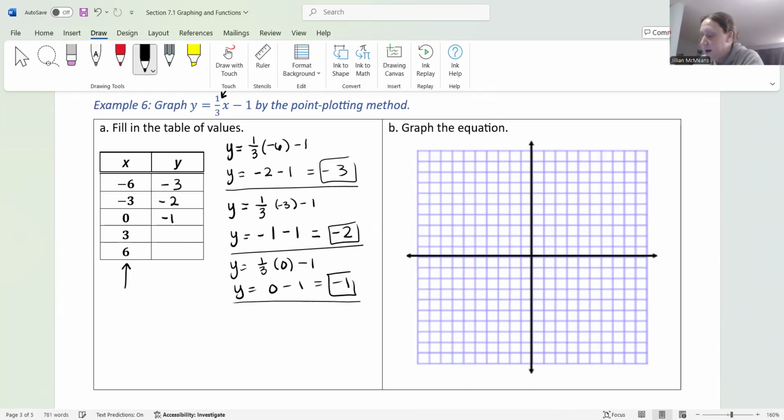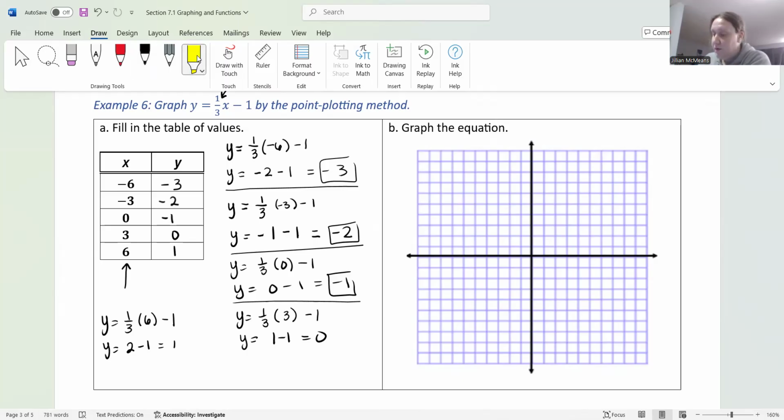All right, but let's do it by hand. So we have y equals 1/3 times x, but we're going to let x equal positive 3. So 1/3 times 3 is just 1, and 1 minus 1 is 0. And then finally, we have y equals 1/3 times x, but we're going to let x equal 6, and then subtract 1. 1/3 of 6 is 2, and 2 minus 1 is 1. Okay? So we have filled in our table of values.